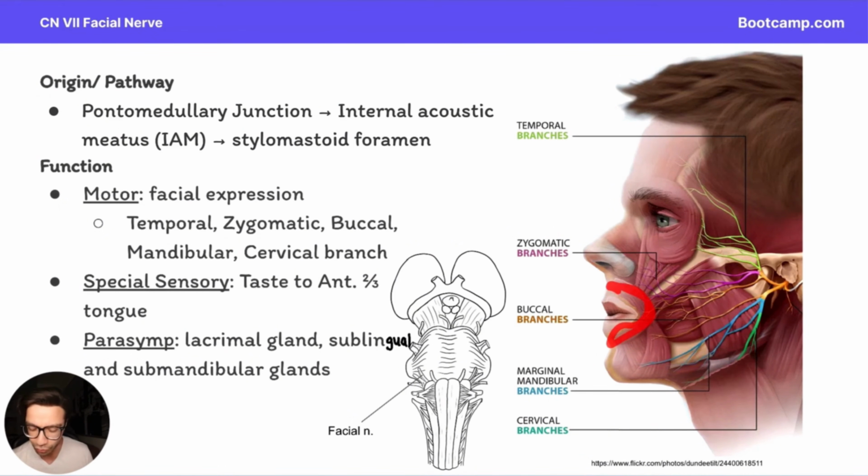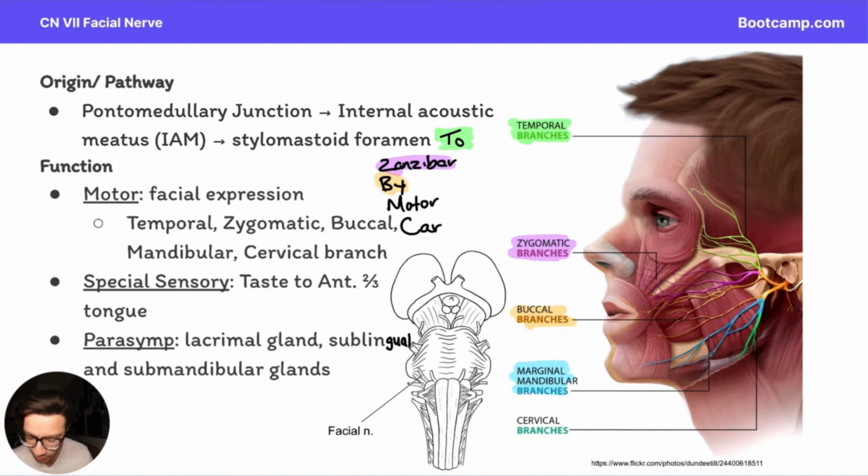So we have muscles which control the mouth, muscles which control the eyes, muscles which control the forehead. So one mnemonic that helps me remember all the branches of the facial nerve which provide motor innervation to the muscles of facial expression is 2 Zanzibar By Motor Car. So 2, this is going to be those temporal branches. Zanzibar, this is going to be our zygomatic branches. By, these are going to be our buccal branches. Motor, this is going to be our mandibular branches. And then, of course, we have car, which is going to be our cervical branches.